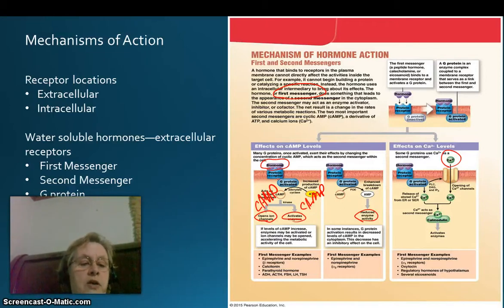Upregulation occurs when there are lower levels of hormone. In this case, we are going to increase the number of receptors so that the target cell is more responsive to low levels of hormone.